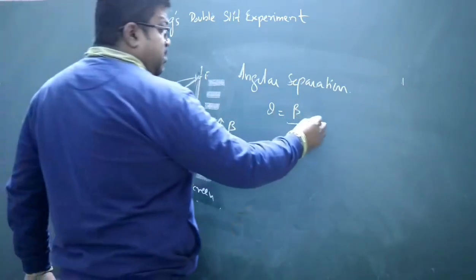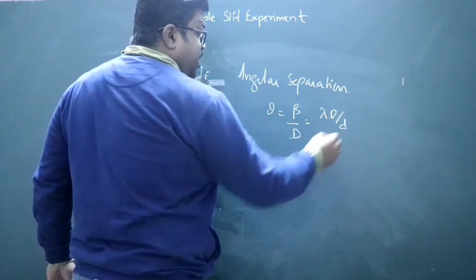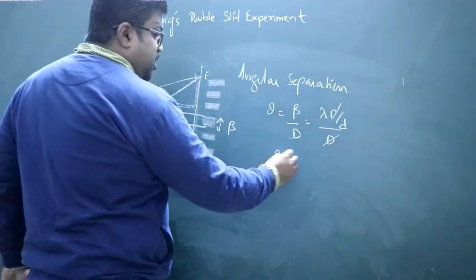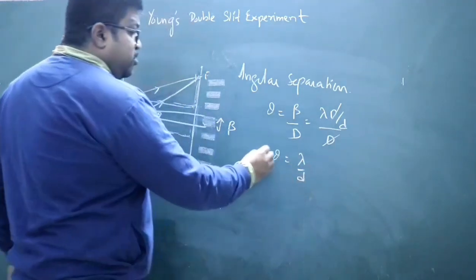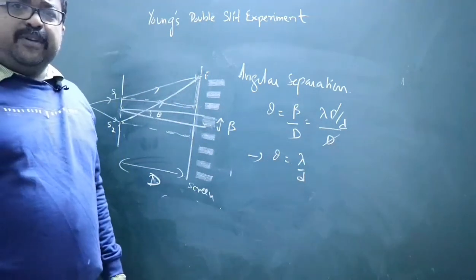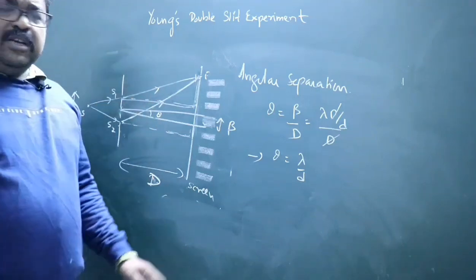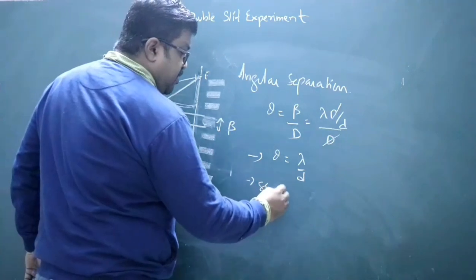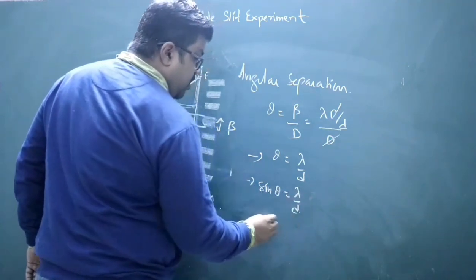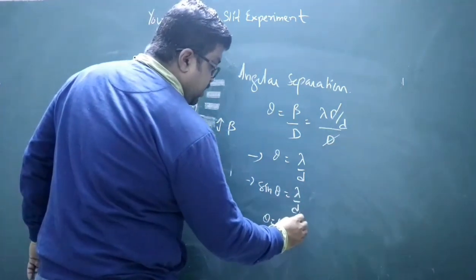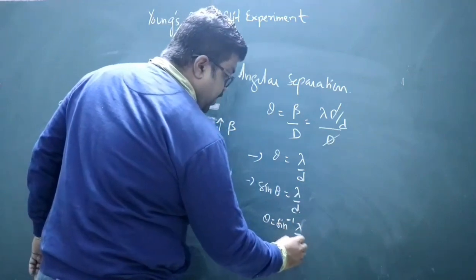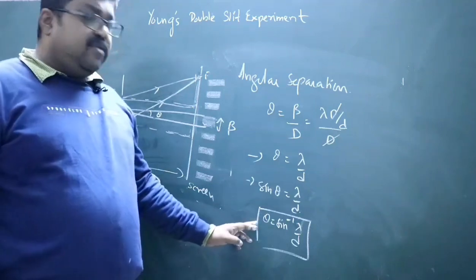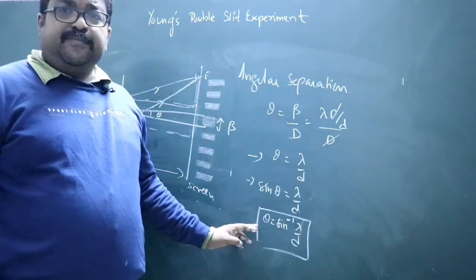But what is beta? Beta is lambda D by d. Dividing by D, the D cancels out, so theta is equal to lambda by d. This is the expression for angular separation. Usually this angle is very small, and for a small angle theta can be replaced by sin theta. So we have sin theta equal to lambda by d, or theta equal to sin inverse of lambda by d. This is the expression for angular separation.